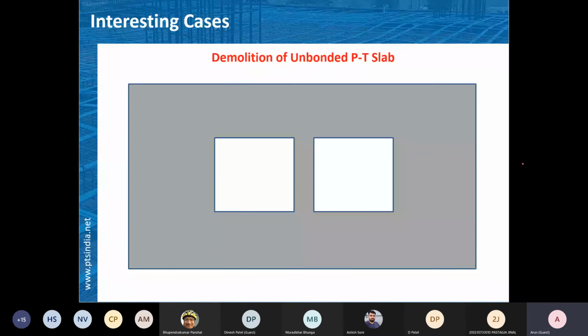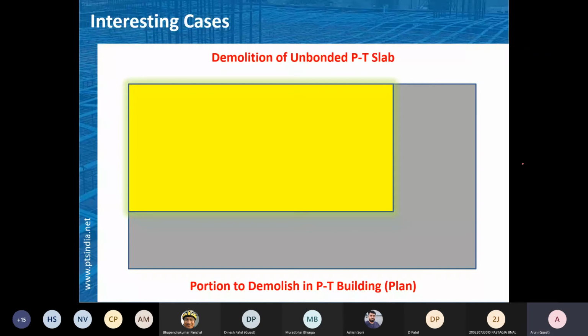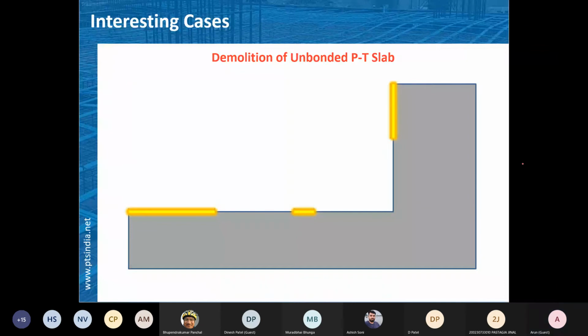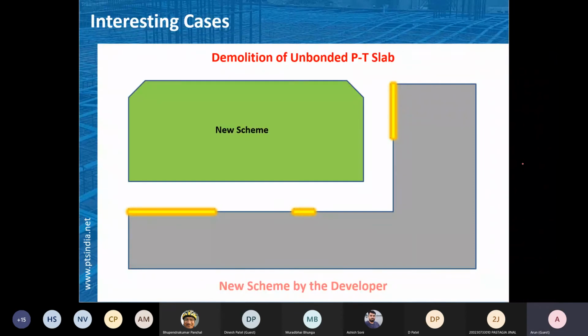This is a mall wherein the client wanted this. This is a plan of the mall. I am just discussing the schematic part first. This part needs to be demolished. So we worked out the contact points, where we need to treat and where we need to cut with our knife. This is how it is cut, and the part is demolished. And the new scheme is being developed here.